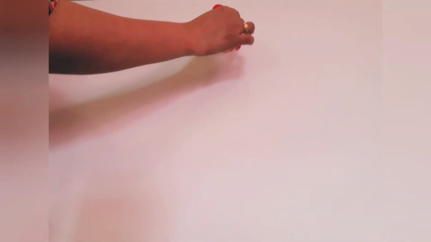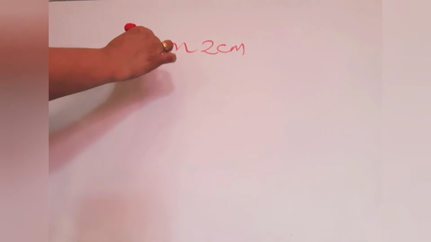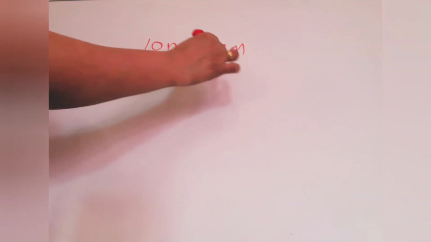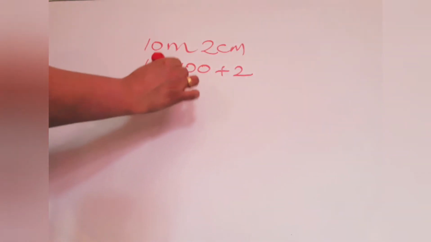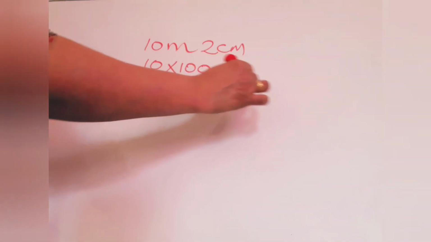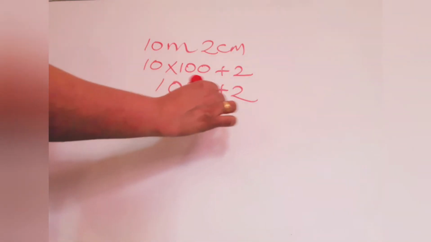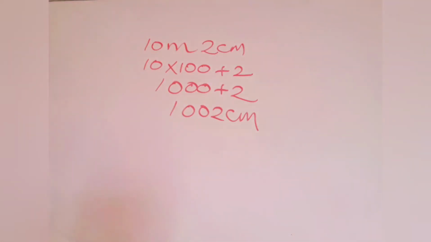Other example 10 meter 2 centimeter. 10 meter, 10 into 100 you have to do plus 2. 10 into 100 we know 1000 plus 2. So 1002 centimeter is the answer. 10 into 100 is 1000. Then 1000 plus 2 is 1002 centimeter.